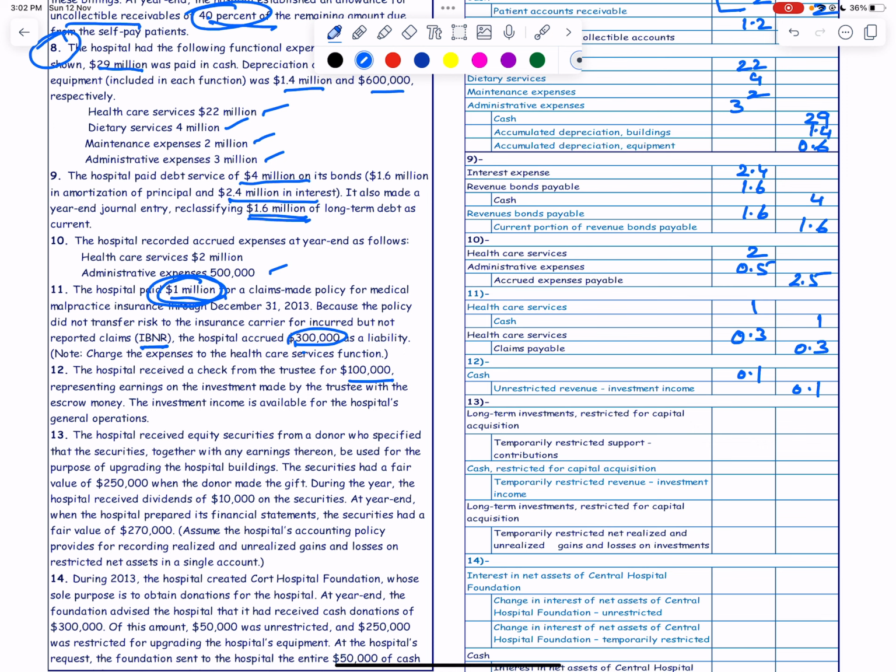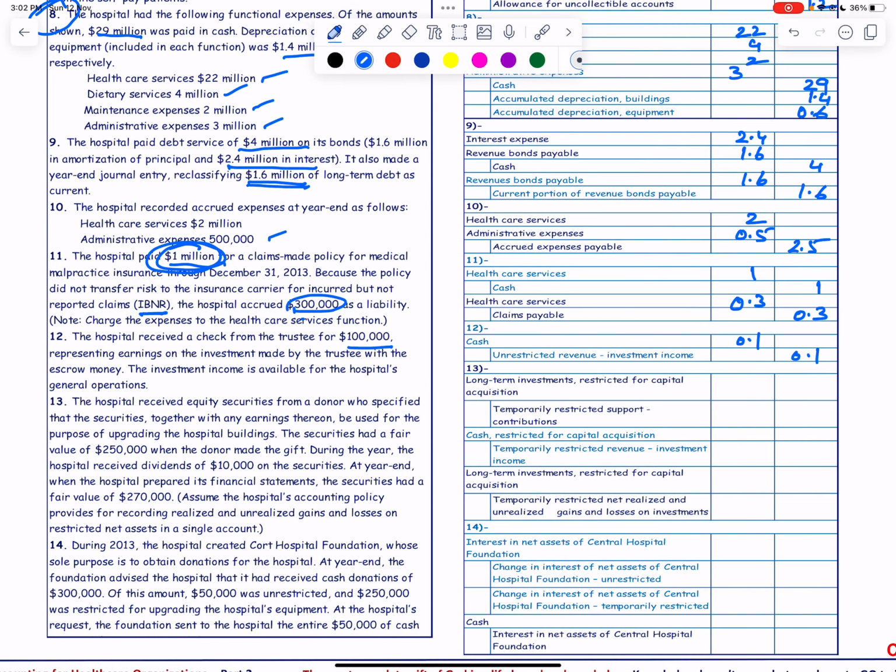We move on to number 13. The hospital received equity securities from a donor who specified that the securities, together with any earnings thereof, be used for the purpose of upgrading the hospital building. The security had a fair value of 250,000 when the donor made the gift. So this is a long-term investment and there is a restriction. So long-term investment is debited, restricted for capital acquisition because they can use it for upgrading the hospital building, for 250,000.